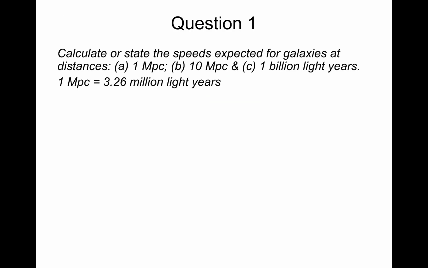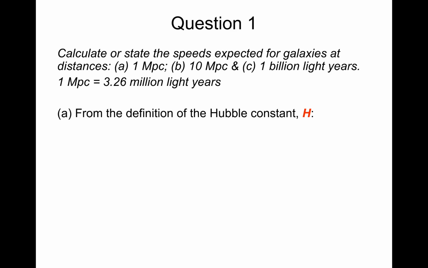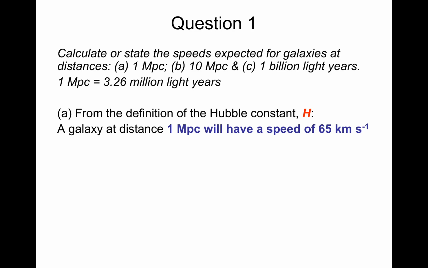Right, let's try an example question. So if you want to have a go at this one. Question 1: calculate or state the speeds expected for galaxies at distances of 1 megaparsec, 10 megaparsecs, and a billion light years. So first one, v equals Hd, so velocity or speed is Hubble's constant times distance. So 65 kilometers per second per megaparsec times 1 megaparsec gives us a recessional speed of 65 kilometers per second. 10 megaparsecs is obviously 10 times that, because v is proportional to d. So if you've got 10 times more distance, you'll get 10 times more speed.